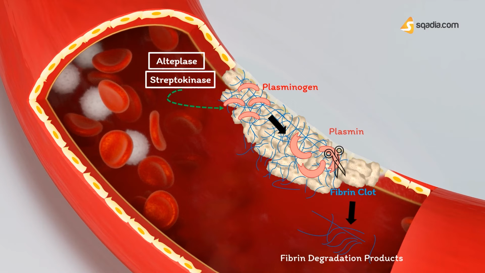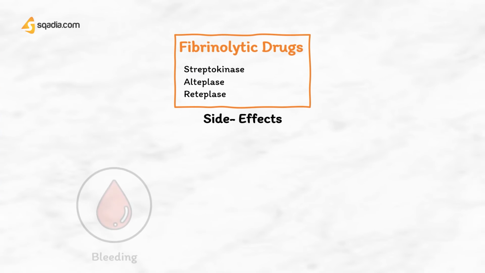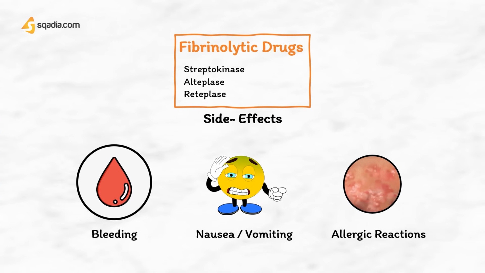It does not cause allergic reactions and can be used in patients with recent streptococcal infections. In contrast to streptokinase, co-administration of heparin with alteplase produces added benefit but increases the risk of stroke. The main side effects of thrombolytics are bleeding, nausea, vomiting, and in the case of streptokinase, allergic reactions.